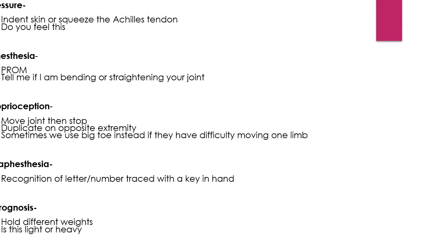Graphesthesia would be recognition of a letter or number traced with a key in your hand. So you'd put them palm up, you'd have them close their eyes, you draw a letter A on their hand to see if they can identify it. Barognosis is their ability to understand different weights. So you can have them hold different weights in each hand and say, can you tell the difference? Which hand is heavier? Which weight is heavier?